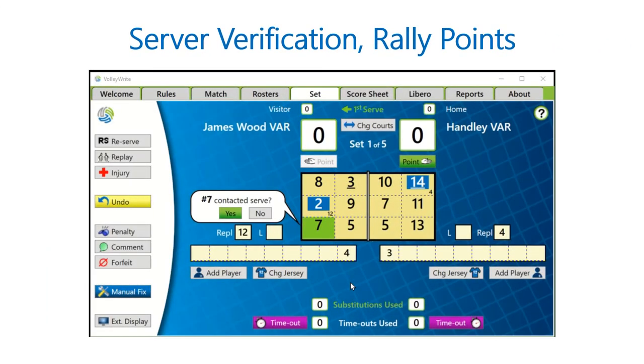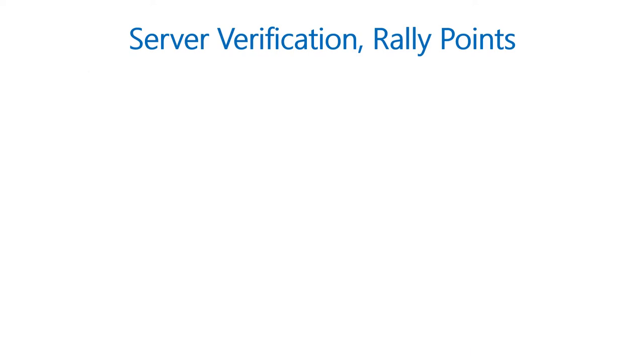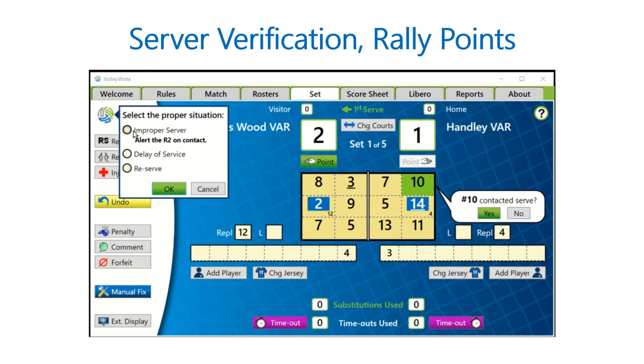For each serve, check that the correct player contacts the ball and answer the question in the server verification bubble. Making sure that the correct player serves is a key responsibility for a scorer who is in charge of preserving the service order. If the wrong player serves, when they contact the ball, alert the R2, and then VolleyWrite will walk you through the consequence if necessary.